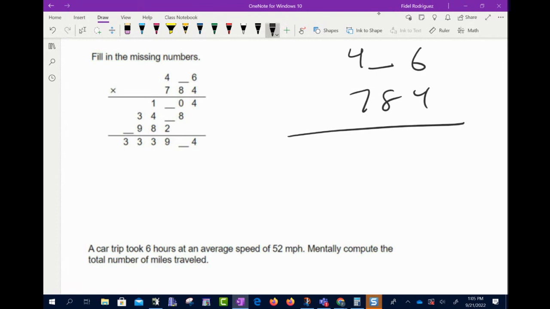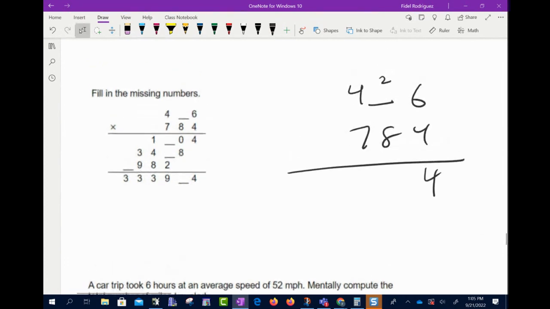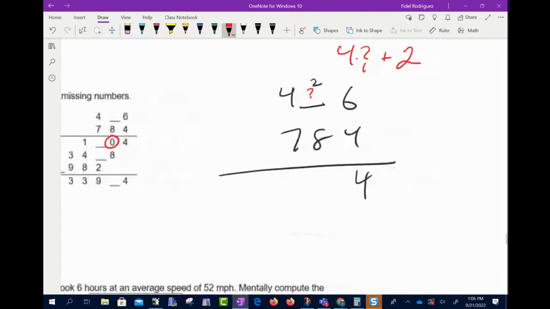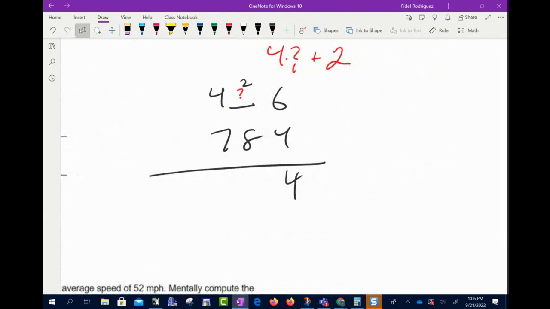Okay, so let's think about this for a minute. Look, y'all, when we multiply, 4 times 6 is going to give me what? 24? Okay, now I want you to notice the next part. We're going to take 4 times something right here, 4 times some number, and we're going to add 2 to it. When we add 2 to it, what should we get in our ones position? We should get a 0, right? Okay, so we should get a 0.